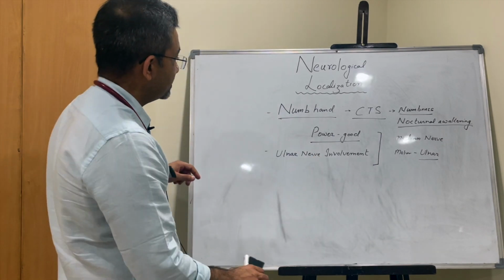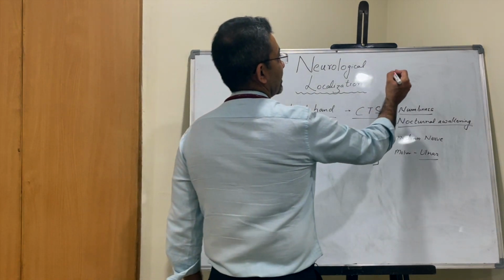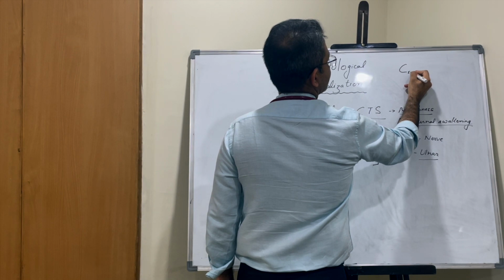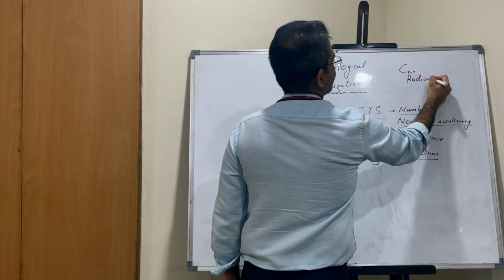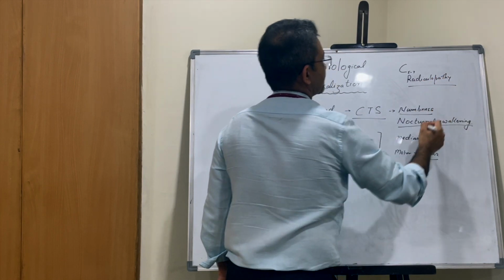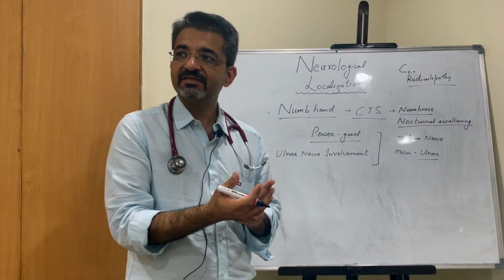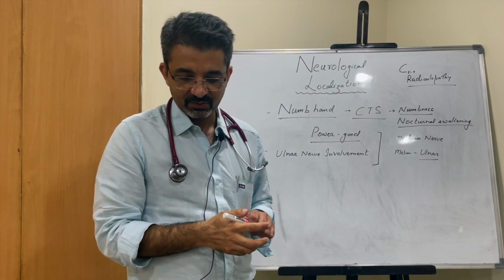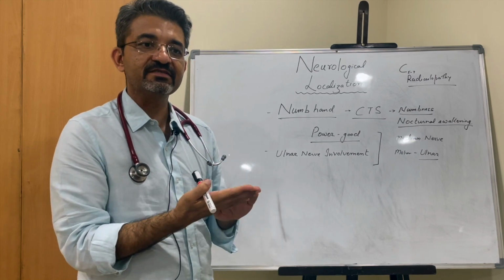The other differential diagnosis for a numb hand would be anyone having C5 to C7 radiculopathy. Why is this important? You have distribution in your hand by C5 to 7. So any radiculopathy can give rise to radicular pain and sensory symptoms in your hand.